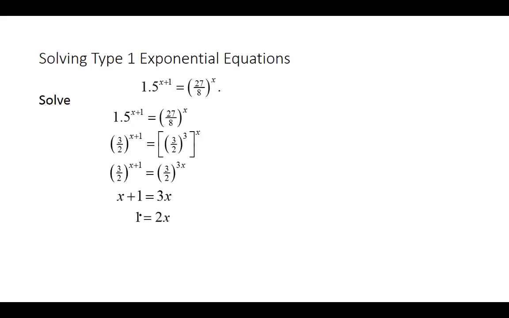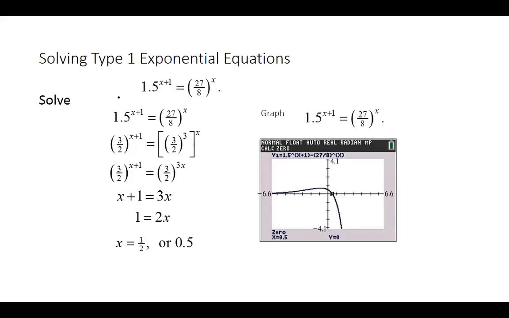To solve for x, you would get 1 is equal to 3x minus x, which is 2x, so x equal to 1/2 or 0.5. Again, we can check our answer by substituting a value into the original equation to verify the solution. We can substitute, or we can also use our graphing calculator to see where this intercepts. So if I input on my graphing calculator 1.5 to the power of x plus 1 minus, if I move this to the other side, it becomes minus 27 over 8 to the power of x.